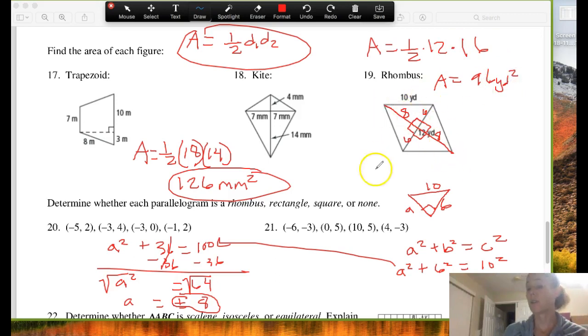So remember, diagonals bisect, make a right triangle, use the pieces that you know to use Pythagorean theorem to find that piece you don't know. And then you can fill in the rest and get your full diagonal and use this formula.